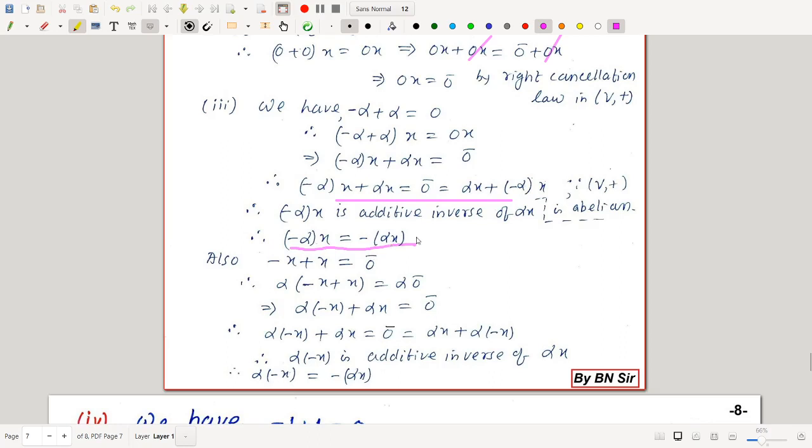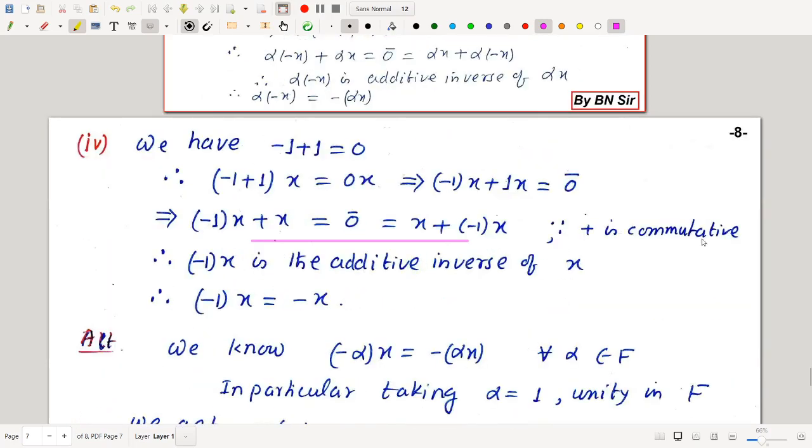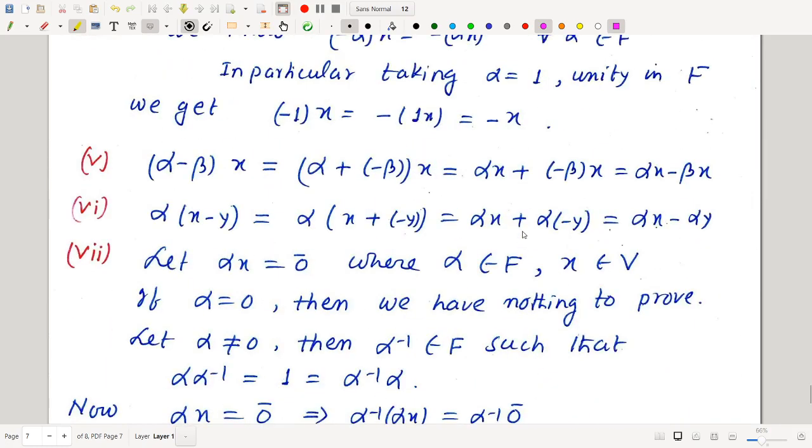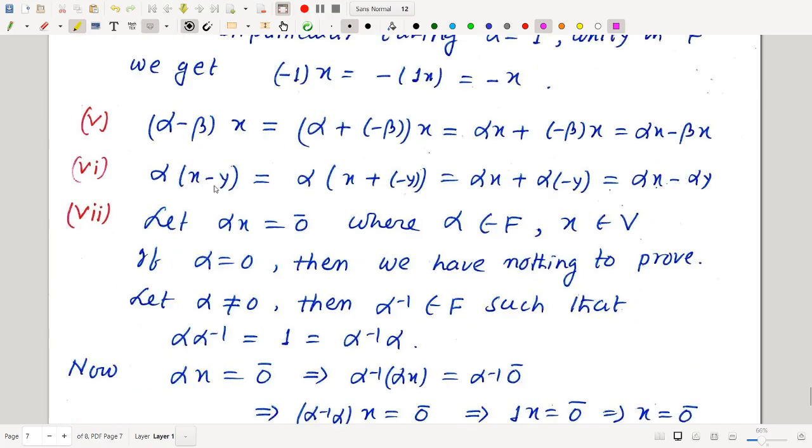Here of course you may not give the bracket. If you do not give the bracket, by convention it can be only minus alpha x. So if it is beta, it will be minus beta x, which we have used here. Minus beta x is minus beta x. So true. Similarly, alpha into x minus y is alpha into x plus minus y. Again, by the vector space condition, alpha x plus alpha into minus y. But alpha into minus y is again minus alpha y.